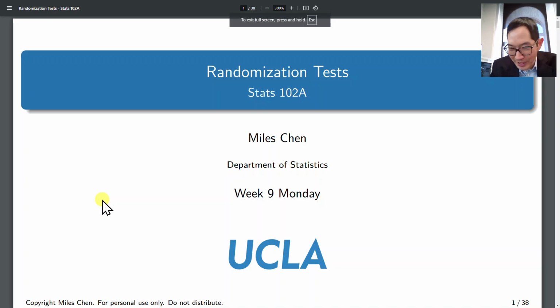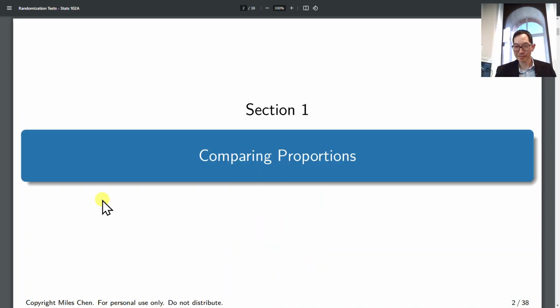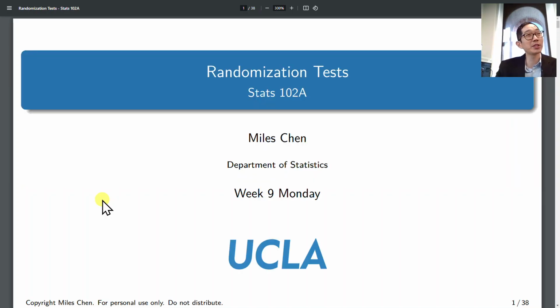And we shall look at randomization tests today. Happy Monday. So, on Friday, we did a run through of statistical inference, and we talked about hypothesis tests and confidence intervals and sampling distributions. And today we're going to do another hypothesis test, but it's going to be a randomization test.